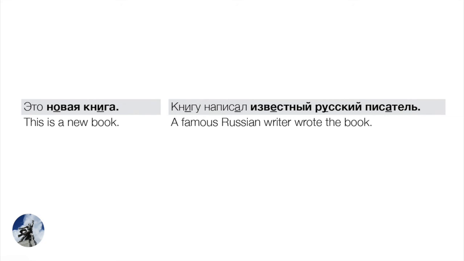So the book is old hat. We've already talked about the book. The new stuff is this famous Russian writer that wrote it. So we would say, "Книгу написал известный русский писатель." Now look at the word order, because the writer is the new and most interesting part of the sentence. It comes at the end. But what role is it playing in the sentence?